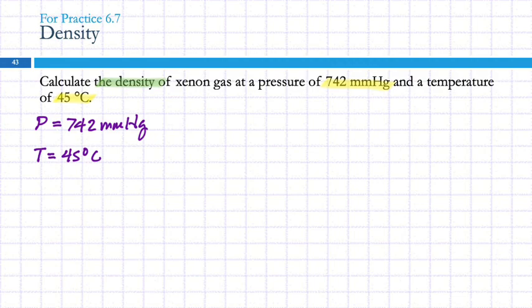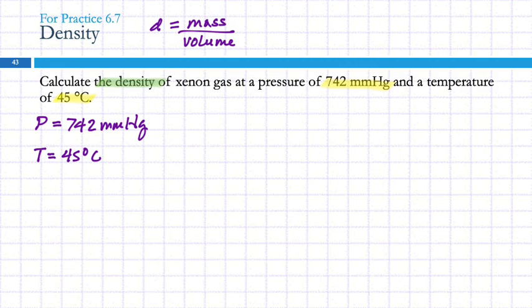Well, that's looking at the beginning of the problem. Let's try looking at it from the end. At the end, we want to find the density, right? The density is the mass divided by the volume. So to calculate the density, I need to know the mass of the gas and its volume. Well, all I have is a pressure and a temperature. They didn't tell me how much gas.